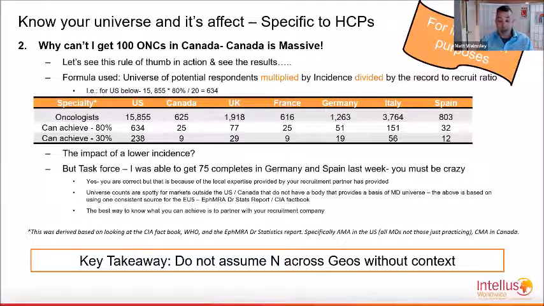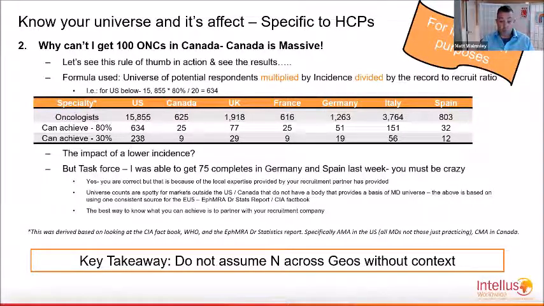There's a lot on this screen and I love it. I'm specifically looking at oncology in the US, Canada, and EU5, and we'll see where we net out. Before we review the results, let's level set for how the formula works. The formula used to create this chart is the universe of potential respondents, as Amanda defined earlier, multiplied by your incidence and divided by your record to recruit ratio. So in this case, 20, or the rule of thumb 20.